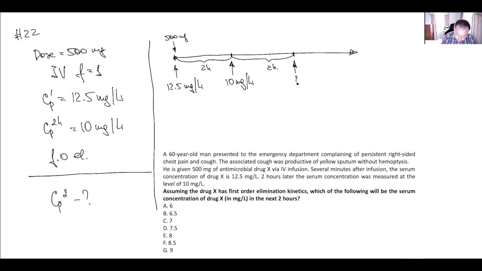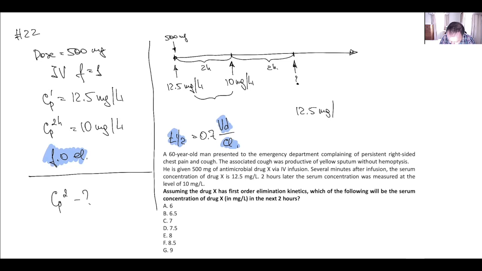You see that we have elimination by first order kinetic. That means we can operate with the term half-life, or volume of distribution over clearance, but we do not have volume of distribution here. We do not have clearance, and we do not even have half-life, right? But we know that we have first order elimination. You should remember that first order elimination is a situation when we have a constant fraction eliminated, not amount, but constant fraction. Which fraction is eliminated in this situation?